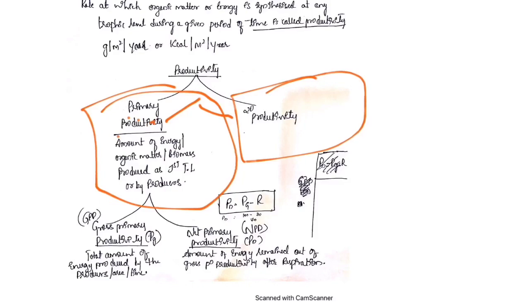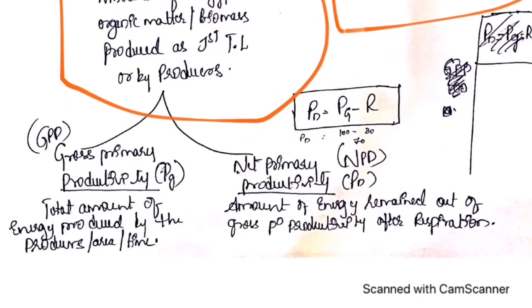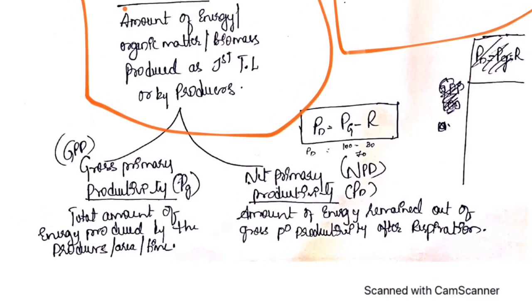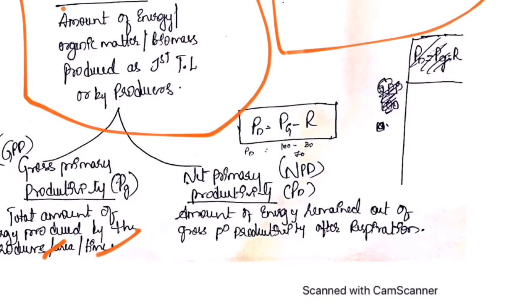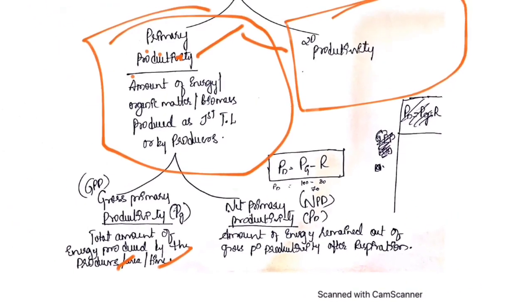Primary productivity is again of two types: gross primary productivity and net primary productivity. Gross primary productivity is the total amount of energy produced by the producer at a given area at a given time. Net primary productivity is the amount of energy remaining out of gross primary productivity after respiration.